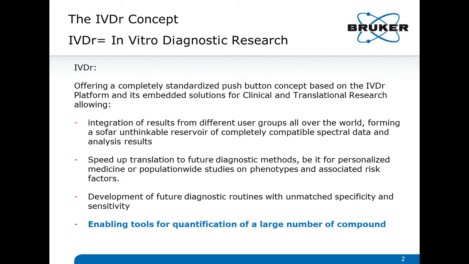When we talk about the IVDr platform, this is a concept based on NMR, where IVDr stands for in vitro diagnostic research. What we actually want to achieve with this platform is a completely standardized and fully automated concept, with the solutions that we are offering, for clinical and translational research.